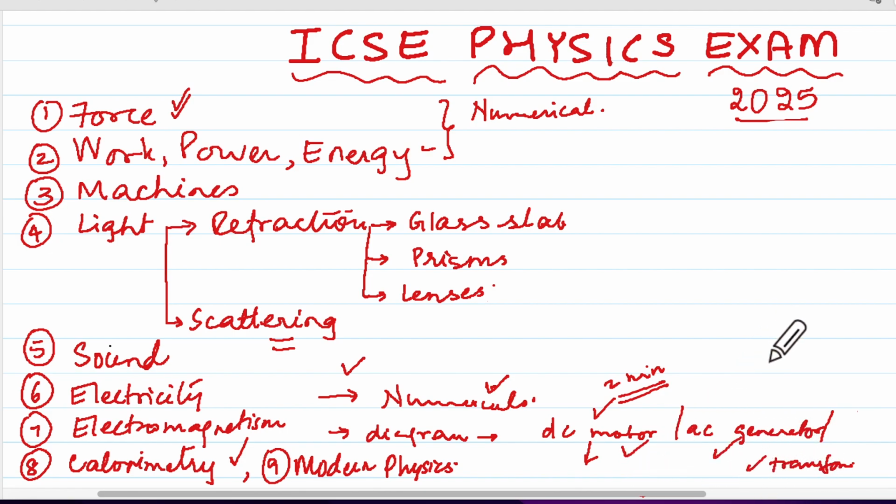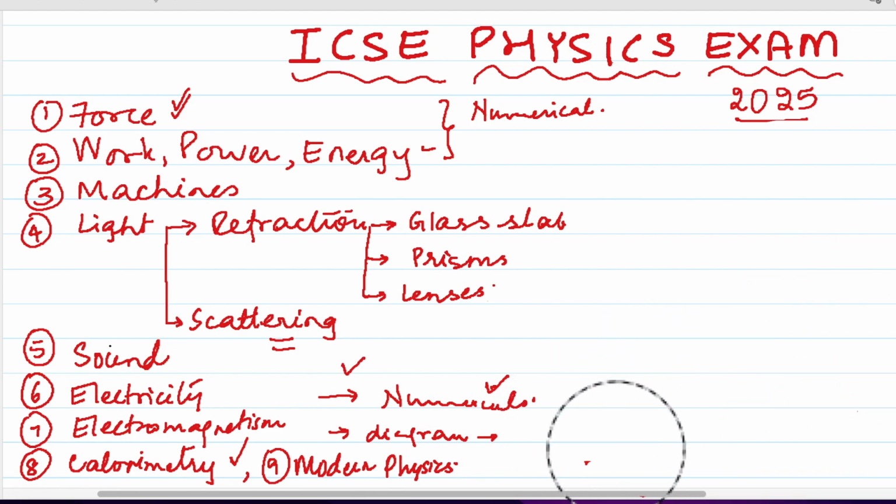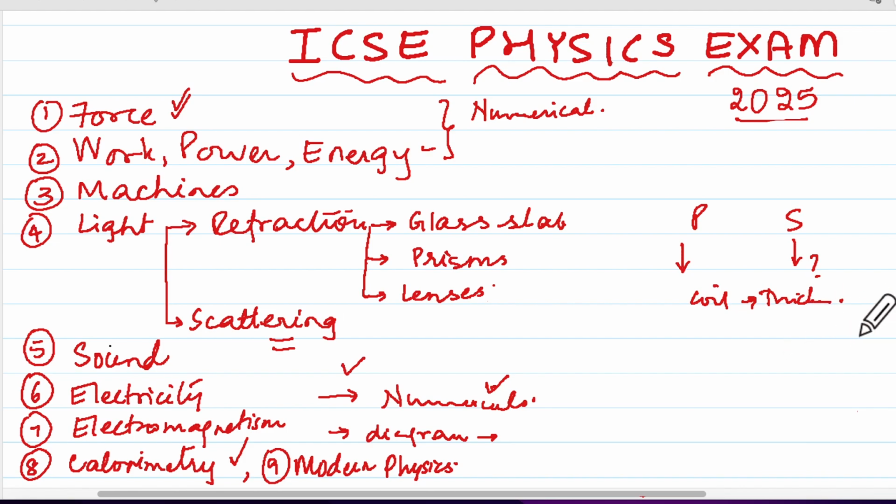In a transformer, you should know the two types of transformers. Which are the two types of transformers? Step up transformer and step down transformer. In step up transformer, what happens in the primary coil? What happens in the secondary coil? What is the turns ratio? What is the number of turns compared to primary? How many turns? Will the number of turns be more or less in step up, step down? You need to know that. You need to know which coil will be thicker in step up transformer, step down transformer. Why? So you need to prepare these questions.